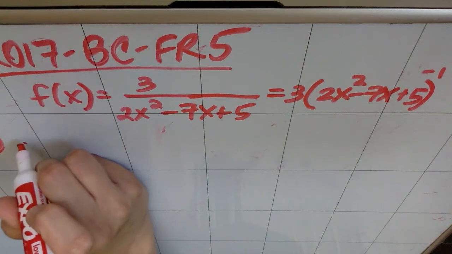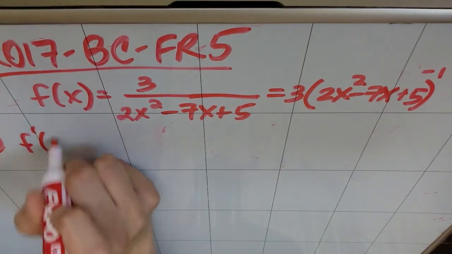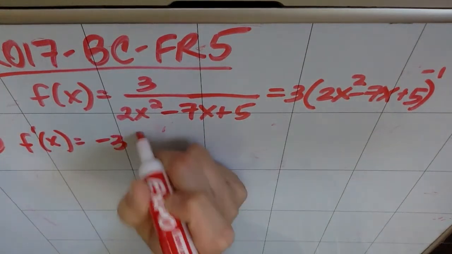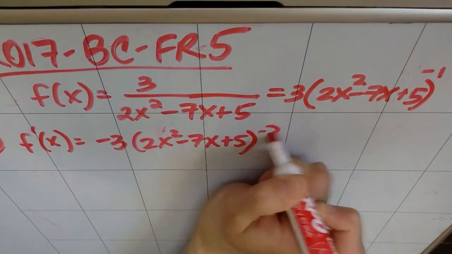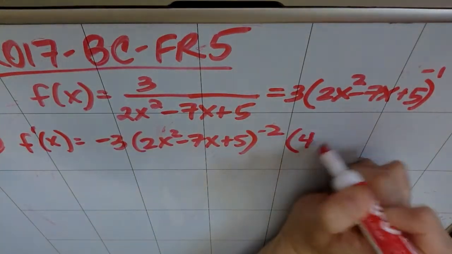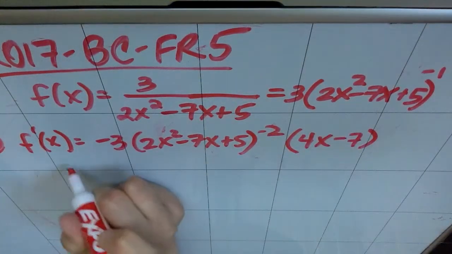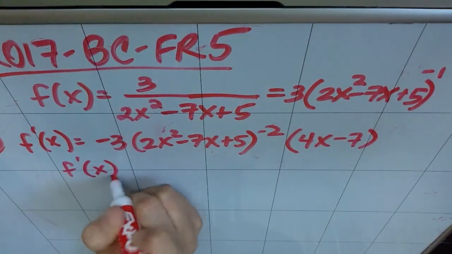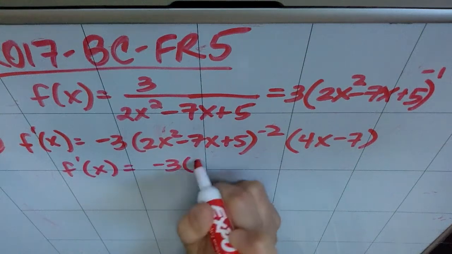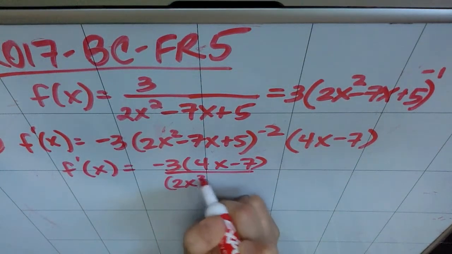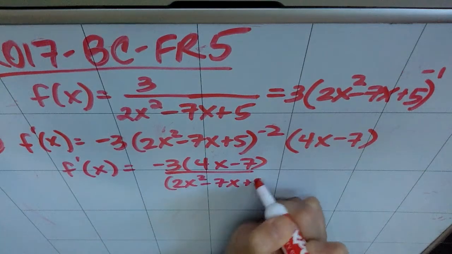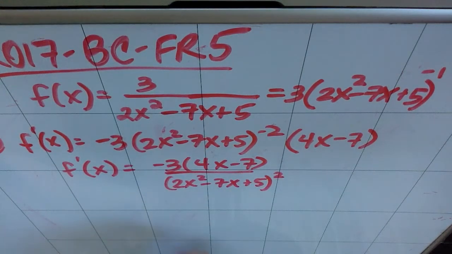So when I go to find my f prime, f prime of x is going to be negative 3, this whole quantity to the negative second, times the derivative of the inside, which is going to be a 4x minus 7. So I get that f prime of x is negative 3 times the quantity 4x minus 7 on the top over 2x squared minus 7x plus 5 whole quantity squared on the bottom. But I didn't just want f prime anywhere. I wanted f prime specifically at 3.